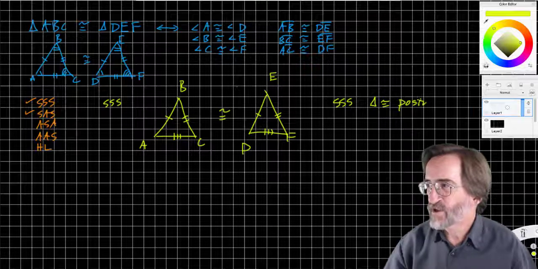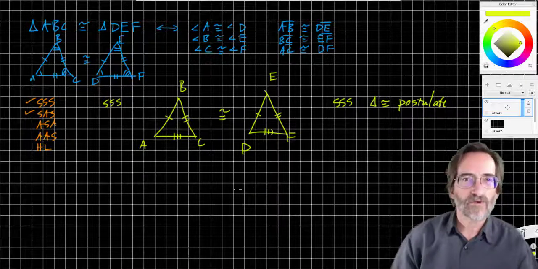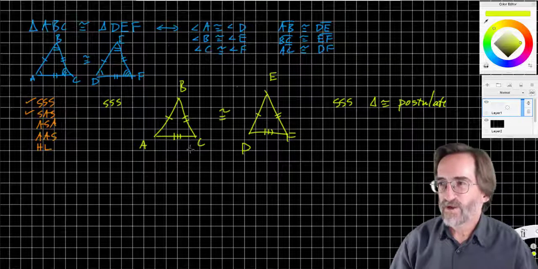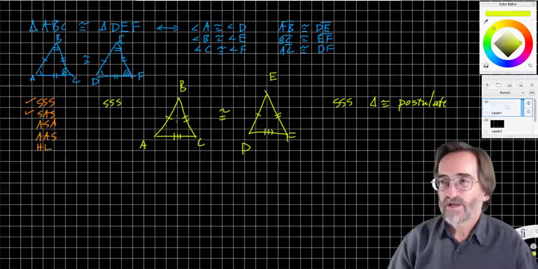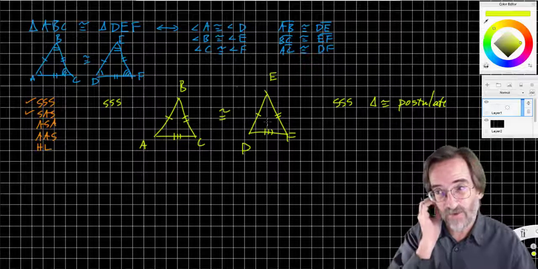It's a postulate because we take it without proof. We will be demonstrating it or verifying it in our portfolio this unit. But it is never actually proven, but it is taken as a postulate. So if you have 3 sides, we don't need to know any angles. If you have 3 sides that are congruent, that is enough to prove the triangles are congruent.